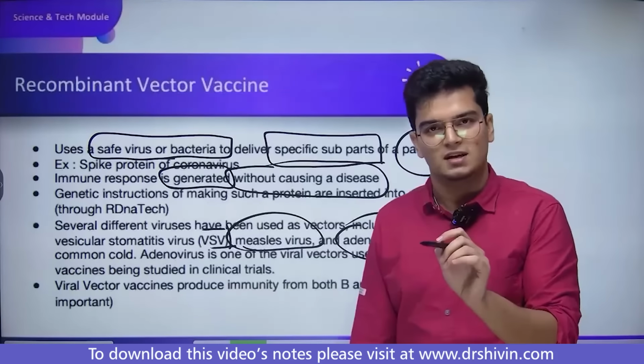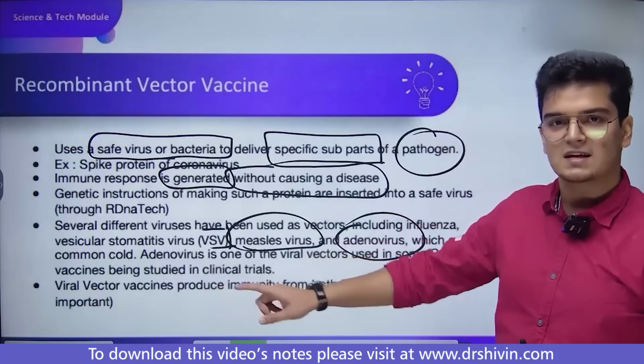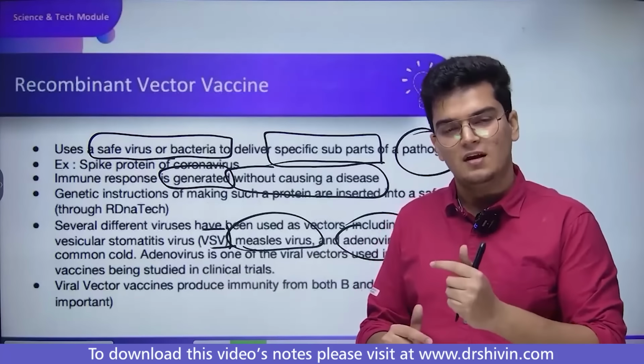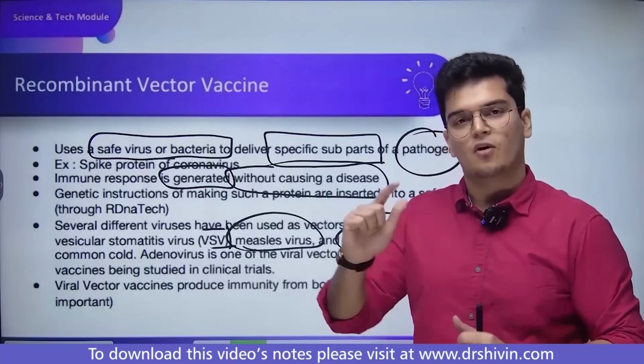Now this is a new concept, that viral vector vaccines have the ability to produce immunity from both B and T cells. How? Not important for you. Okay, I can tell you if you want, but it's not important. Viral vector vaccines produce immunity from both B and T cells.